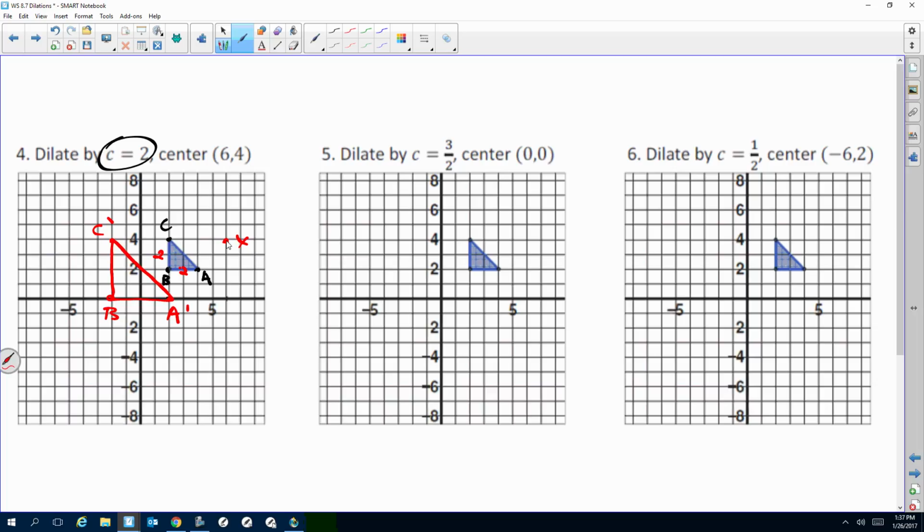Don't let a dilation with a center of 0 confuse you. You can still use your point here and use your slopes if you want to. But basically, if it's at 0, you can just multiply your vertices and get the new vertices. Okay?